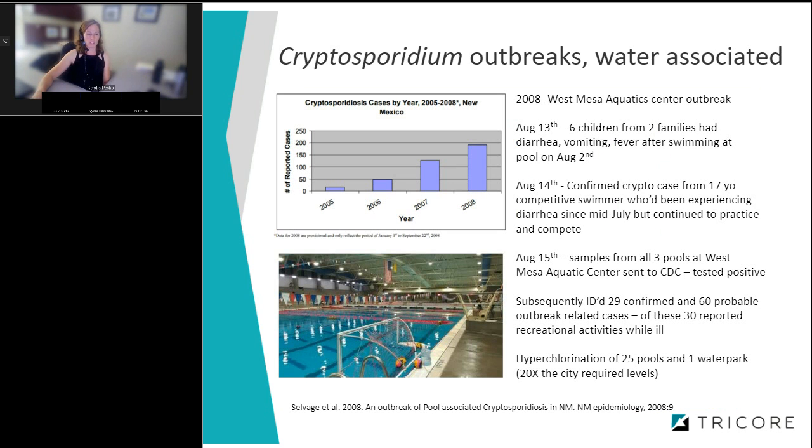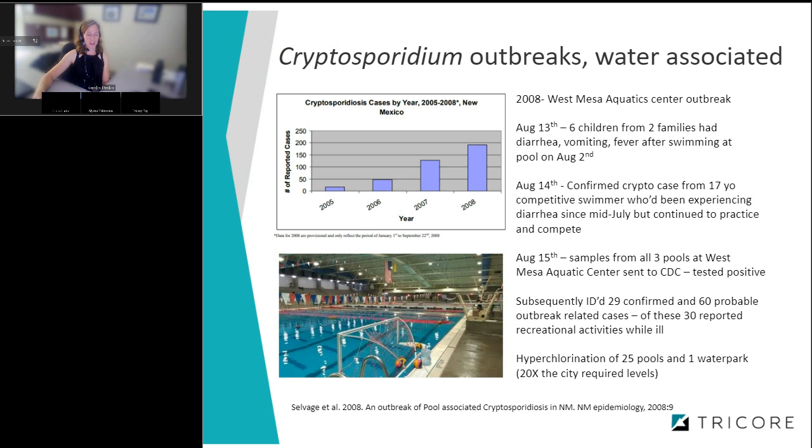So the first described water-associated outbreak of Cryptosporidium here in New Mexico was associated with a pool, the West Mesa Aquatic Center. This occurred in 2008. It started with recognition of 6 children from 2 families that had diarrhea, vomiting, and fever after having swum at a pool on August 2nd. After that, there was a confirmed case 1 day later, and a 17-year-old competitive swimmer who had been experiencing diarrhea since mid-July continued to practice and compete.